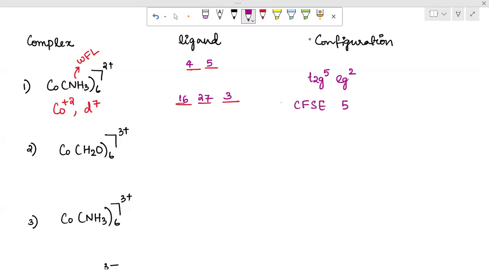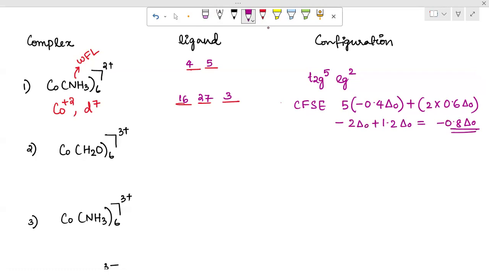Now, how do you calculate the CFSE of this? 5 electrons in t2g, meaning 5 into minus 0.4 delta O, plus 2 electrons in eg, 2 into 0.6 delta O. So this is minus 2 plus 1.2. And that gives minus 0.8 delta O is the crystal field stabilization energy.